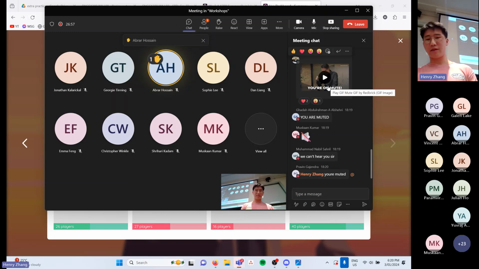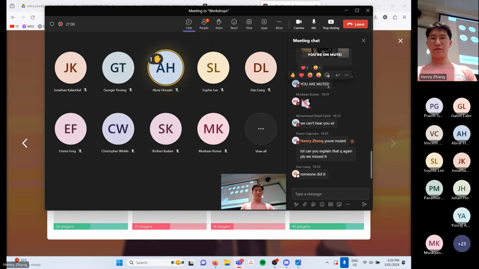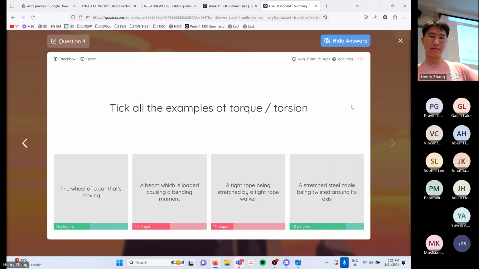Yeah, basically, I'll just summarize. Torsion is basically twisting like that, whereas bending is bending like that. If you imagine this is a beam or a rod, it's basically that. Okay. Cool. That's the last question. Sorry to those people online. I can explain that again at the end or something.